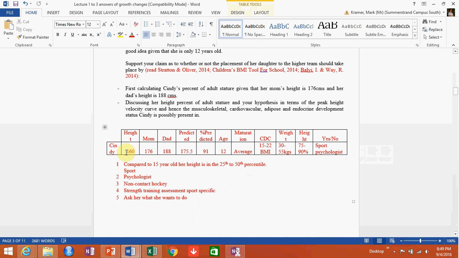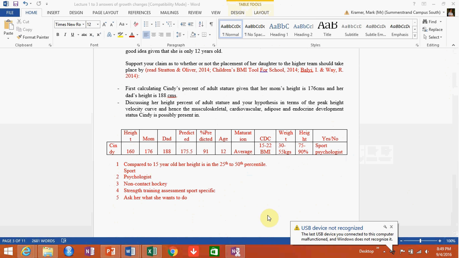So if we take her actual height and put it into the CDC charts, you will notice that she's within the 25th to 50th percentile. That means that in the under 15 team, 50 to 75% of her peers will be taller than her. So that's not necessarily a problem, but the problem comes in is the amount of force application, strength application, power application required to keep up with the under 15 team.